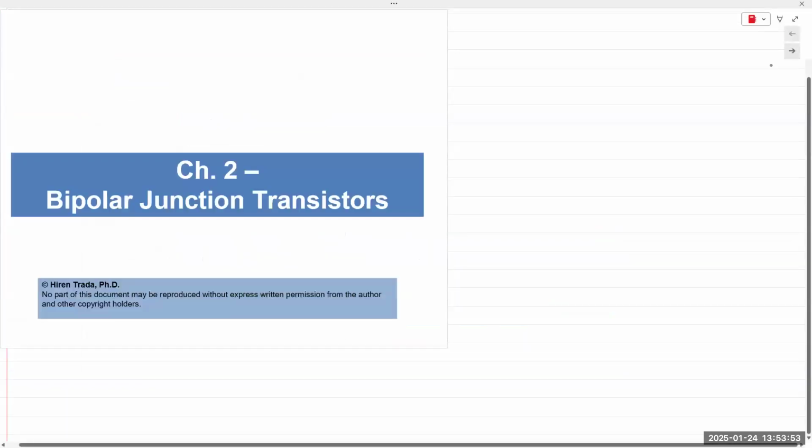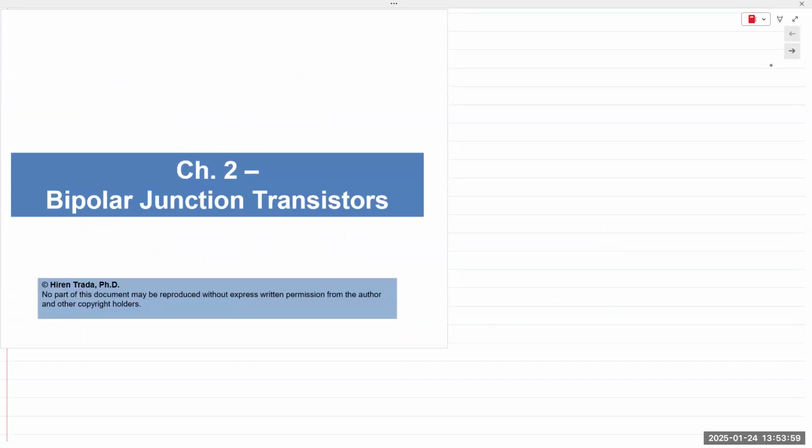All right, bipolar junction transistors. The name bipolar indicates that the current flows due to both majority and minority charge carriers, meaning negative electrons and positive holes, which was also true for the diode. Okay, current flows because of both kinds of charges, positive and negative.